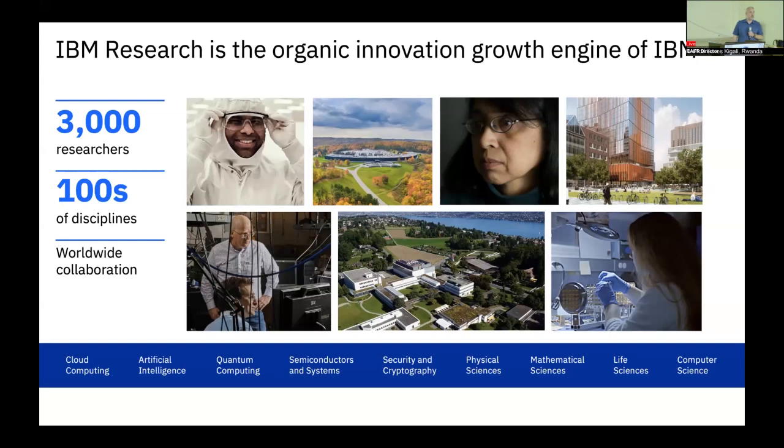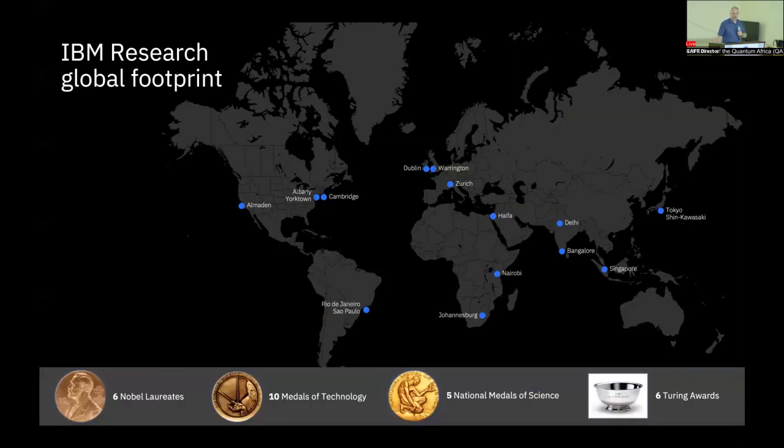We have about 3,000 researchers scattered around the world in hundreds of disciplines and worldwide collaboration. You can see on the list at the bottom different areas that we're doing research in, but the kind of things that I really wanted to show here is top middle, that's Yorktown Heights, the lab that I work in. That's the focal point for our research in superconducting qubits. Bottom center is Zurich Research Lab. That's the focal point for our research in semiconductor spin qubits. If you look across the world, we have labs, and I want to say the number is 12 countries, but this changes from time to time.